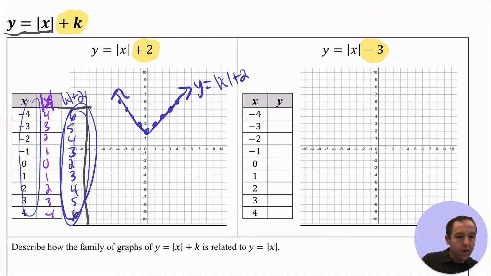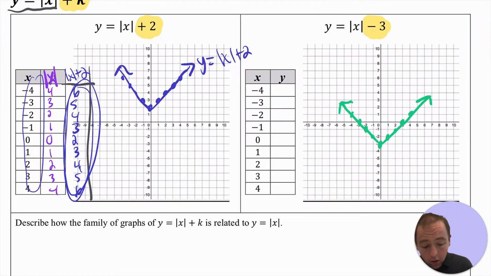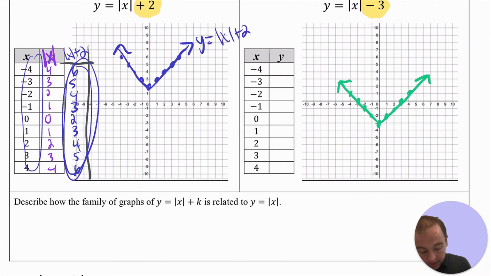By a similar regard, in the example just to the right of it, if you subtract 3, it's going to subtract 3 from all the y values, but the x values are all going to remain the same. So your V shape is just going to shift completely down exactly 3 units and look something like that. And we can draw the arrows there to signify that it will go on forever in both directions.